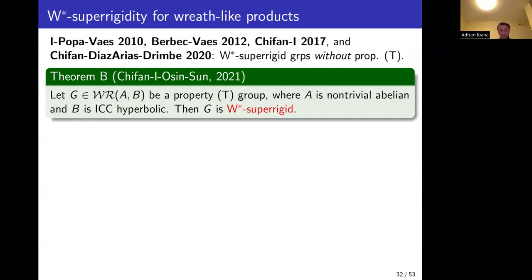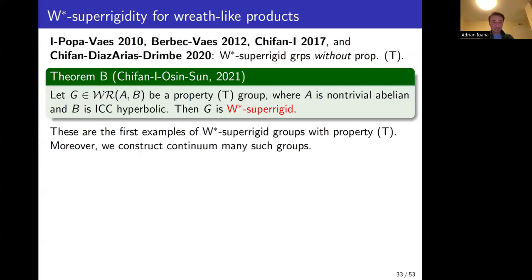So with Chifan and Osin, in the same paper, we proved that if G is a Wreath-like product of A and B and has property T, where A is non-trivial abelian and B is ICC hyperbolic, then G is W star superrigid. Okay, so in combination with theorem A, this gives you lots of examples of W star superrigid groups with property T, because as we saw, any ICC hyperbolic group with property T will have such a quotient G. So I should mention this: these are the first examples of W star superrigid groups with property T.